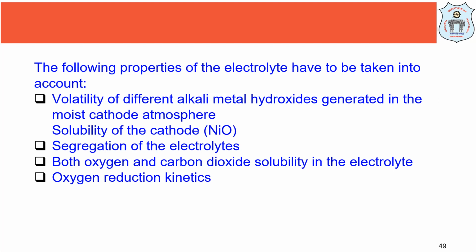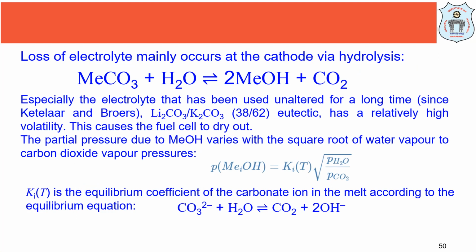How does the loss of electrolyte take place at the cathode? It is through hydrolysis, where the carbonate plus water forms hydroxide plus CO2. This is especially relevant for the electrolyte that has been used unaltered for a long time, the 62/38 lithium potassium eutectic mixture. It has a relatively high volatility, so over a long period it causes the fuel cell to dry out, because the partial pressure of the hydroxide varies with the square root of the water vapor to carbon dioxide vapor pressures, as given in this equation.